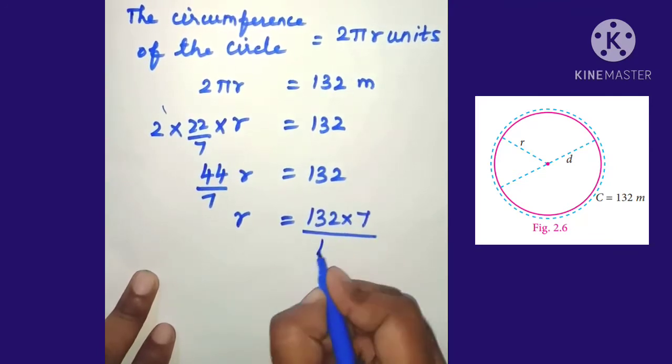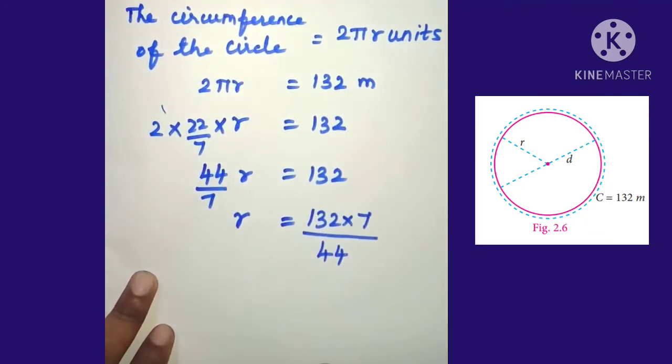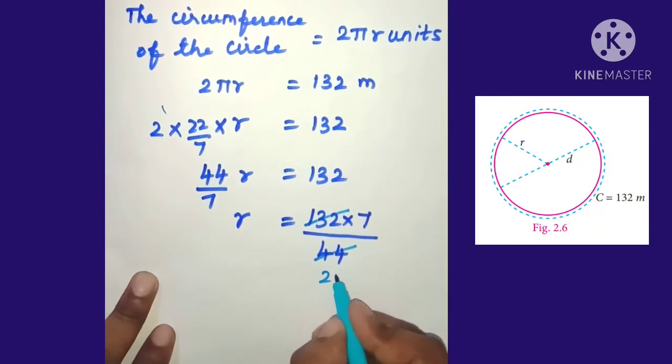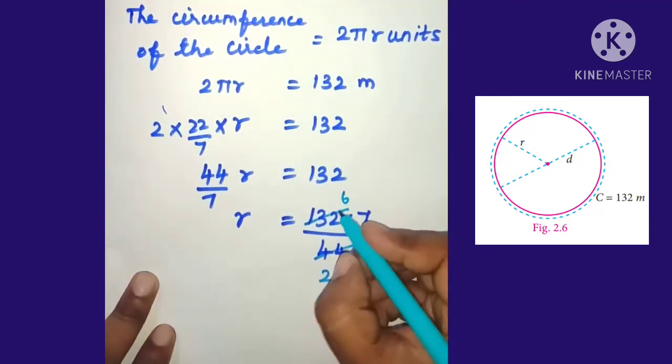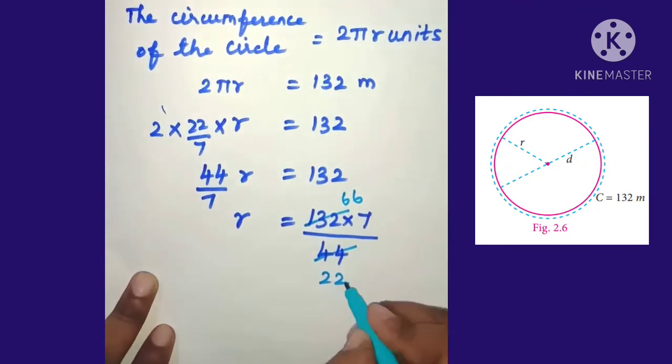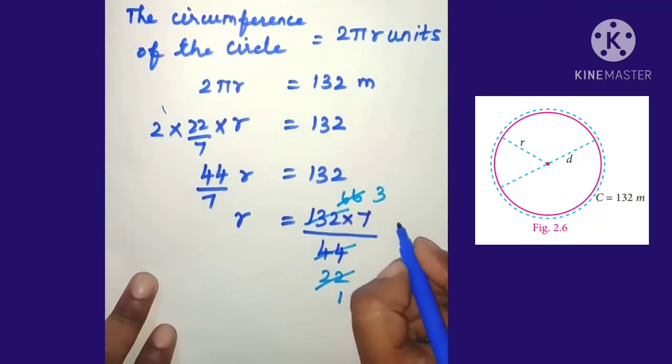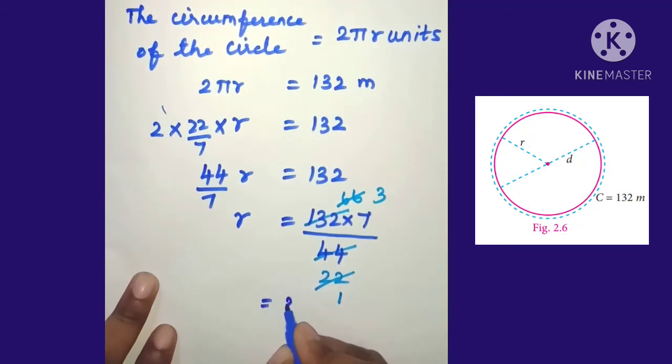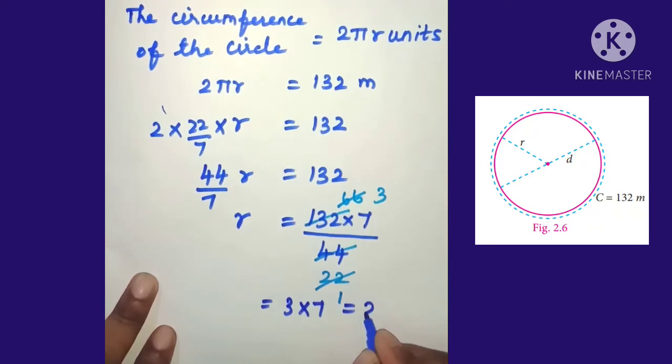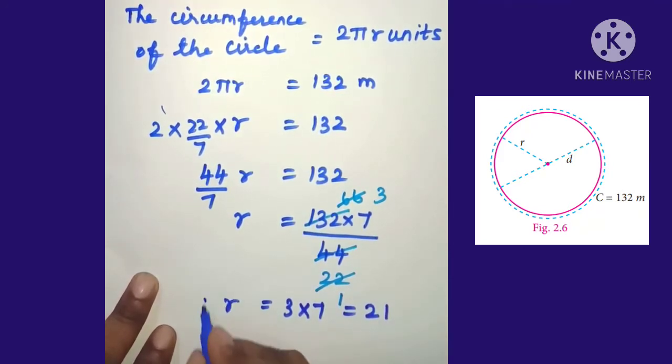7 by 44. Now cancelling 132, 44 by using 2 table, we get in the denominator it is 22 times and in the numerator it is 66 times. So again 22 it is 1 time and 66 it is 3 times. 3 into 22 is 66. Now we get 3 into 7 is equal to 21. So the value of r is 21 meter.